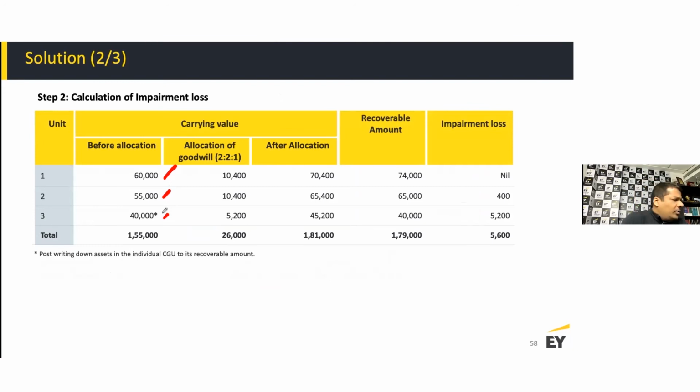Then I'm going to allocate goodwill in the ratio of 2:2:1, which is the information given. That is 26,000. After allocation, this becomes 70,400, 65,400, and 45,000. So 1,81,000. Then I have this information of recoverable amount as well. So my total impairment comes to 5,600. So here there is an impairment and here there is an impairment, which I need to record.